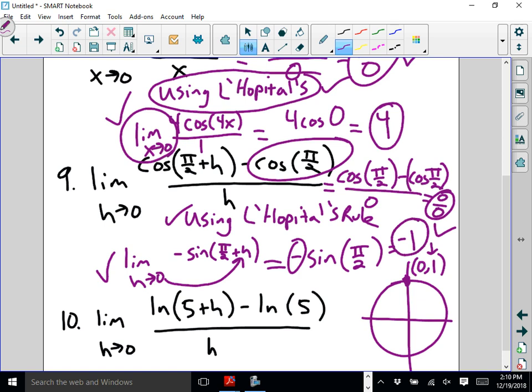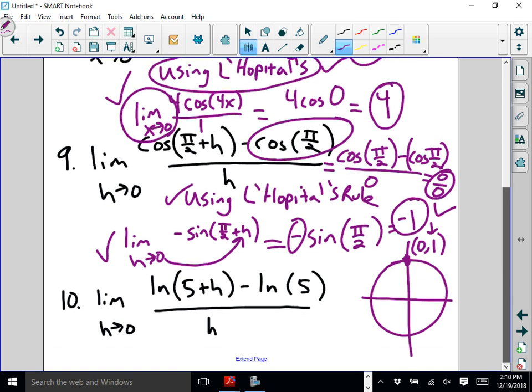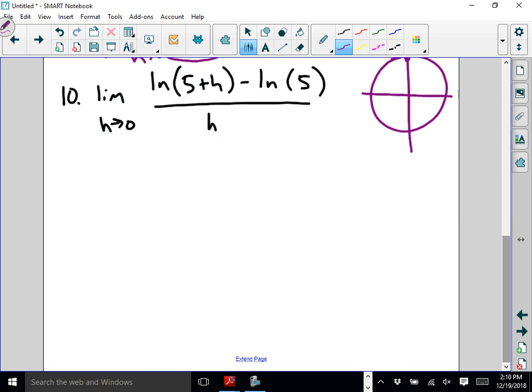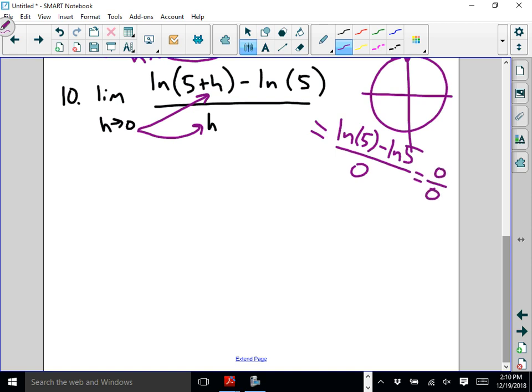Okay? Last one, number 10. I realized on the key I didn't quite finish doing this one. So let's take a look at it. So when I plug in this limit, I get ln of 5 plus 0, which is simply ln 5, minus ln 5 over 0. Okay, that's plugging in 0 for both of those h's. Well, ln 5 minus ln 5 is 0, so I get 0 over 0. Okay, check. Using L'Hopital's.